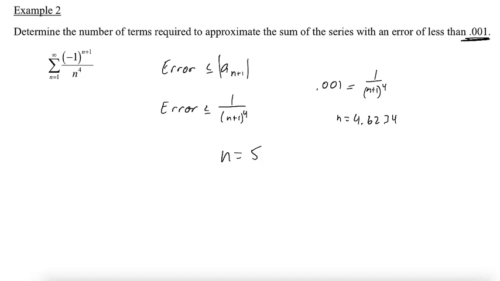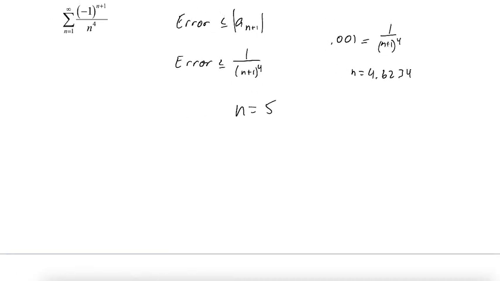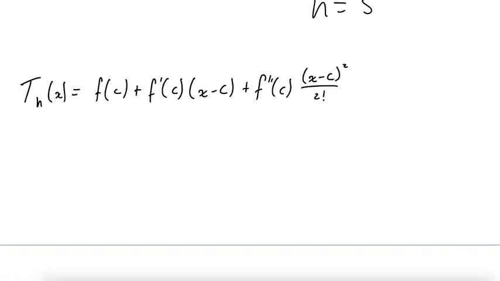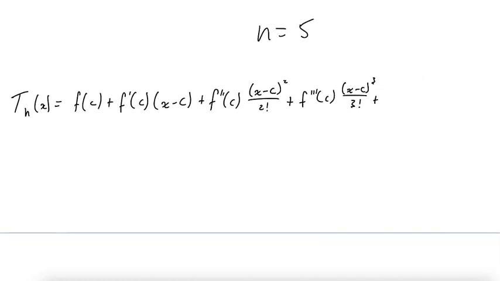All right, so the next thing that we are going to get into is Taylor polynomials. Let me just remind you that a Taylor polynomial is f of c plus f prime of c times x minus c plus f double prime of c times x minus c squared over 2 factorial plus f triple prime of c times x minus c to the 3rd over 3 factorial plus and so on.